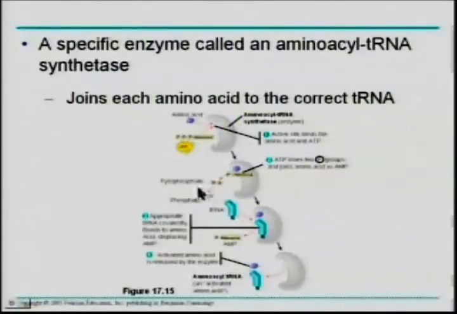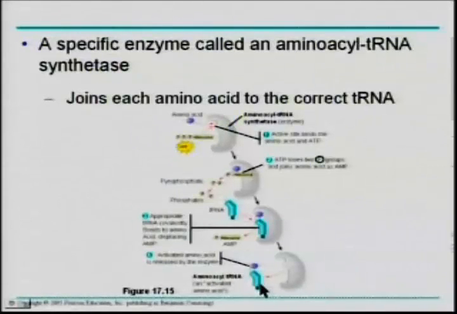Comes off first as a pyrophosphate that splits to 2 of the phosphates. Then number 3, the appropriate tRNA covalently bonds to the amino acid, displacing the AMP, the adenosine monophosphate, coming off here. And here we see the activated amino acid is released by the enzyme, and we have aminoacyl tRNA, which means an activated amino acid.